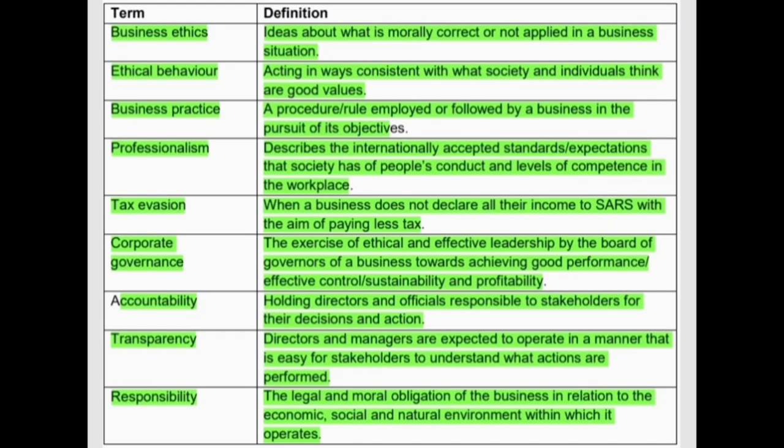We have to know what is ethical behavior. When we speak about someone who is doing ethical behavior, we have to know what kind of a person that is. Ethical behavior is acting in a way consistent with what society or an individual thinks are good values. When we speak about ethical behavior, we are speaking about someone who thinks that the way they are acting in the society reflects good values.